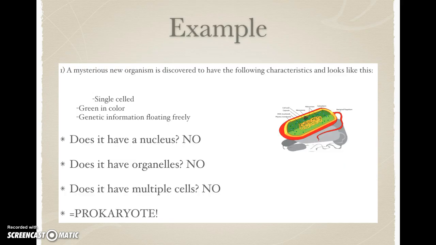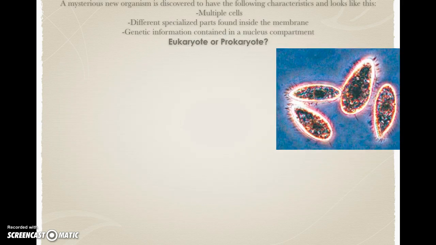So an example, a mysterious new organism is discovered to have the following characteristics and looks like this. Single-celled, green in color, genetic information flowing freely. Does it have a nucleus? No. Does it have organelles? No. Does it have multiple cells? No. So it's obviously a prokaryote.